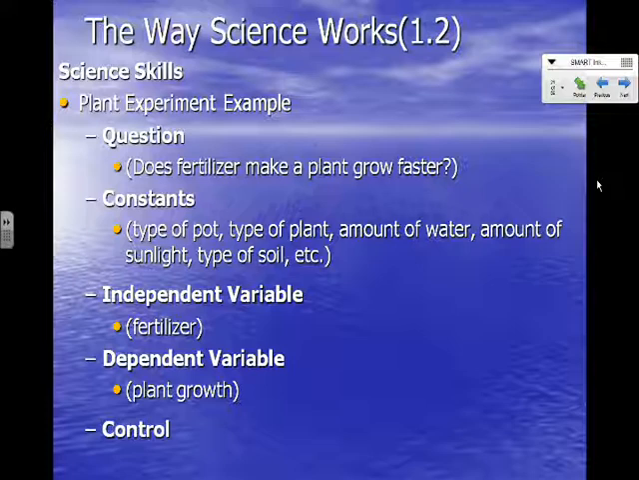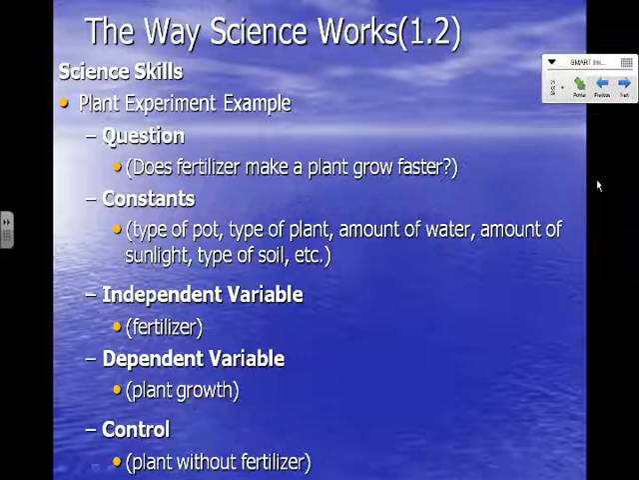Now, the control group is a standard by which we test results. So the control group is always what stays the same in the experiment. So pause the tape and write what you think stays the same in the experiment. It's the plant without fertilizer. The control group is always the thing that's the most normal, that doesn't have the independent variable in it. Okay, the control group never has the independent variable in it.